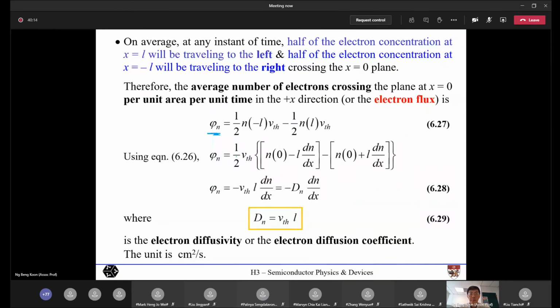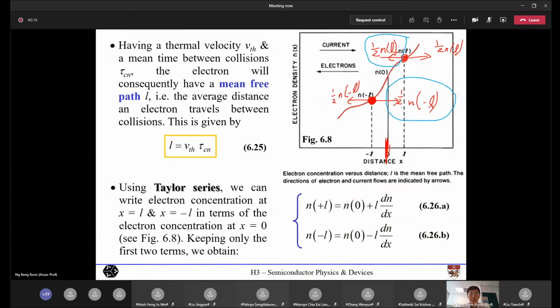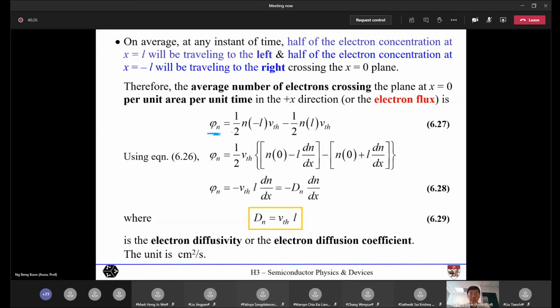So if you go back, the net effect will be this amount that goes in the positive direction minus this amount that goes in the negative x-axis direction. So it's half of n(-L) minus half n(L). So half n(-L) is the carrier concentration, but we want to find out how many cross it per unit area per unit time. So we multiply it with the thermal velocity of the carrier. That's why you see there is a v_th there.